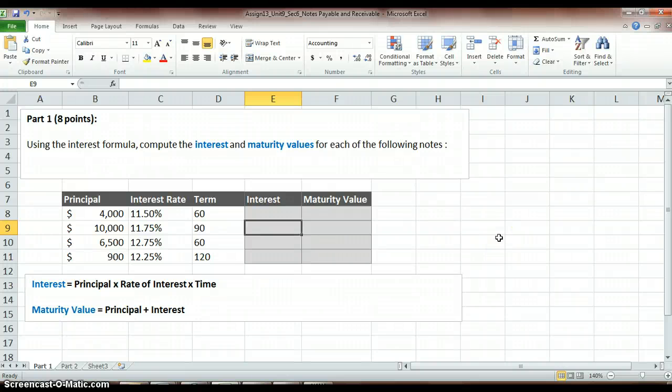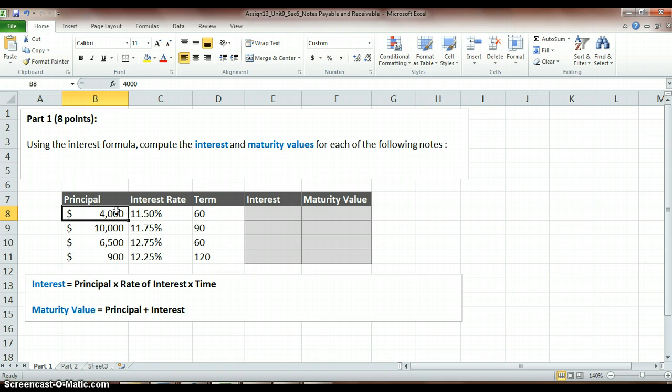Alright, hello accountants. In this next assignment we're looking at Unit 9, Section 6, Notes Payable and Receivable. What we're doing here is looking at interest and how much interest will be added to our principal amounts given our interest rates. The principal amount is the amount that we initially started with.